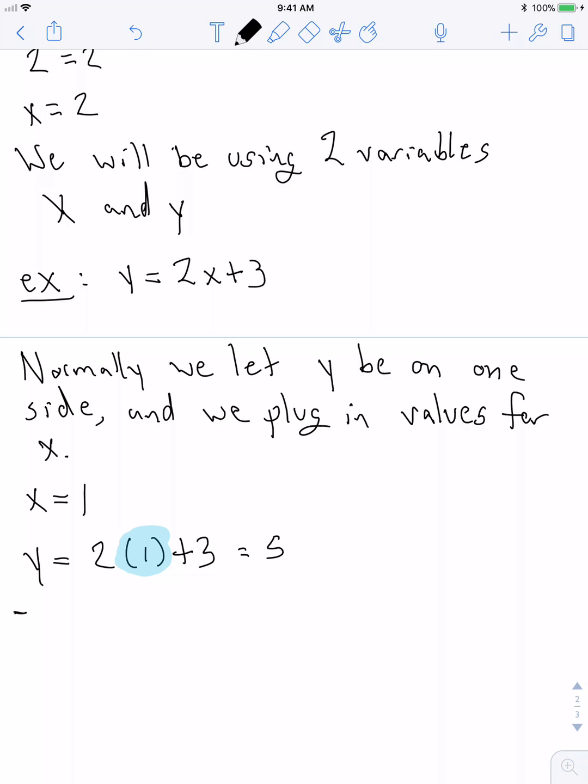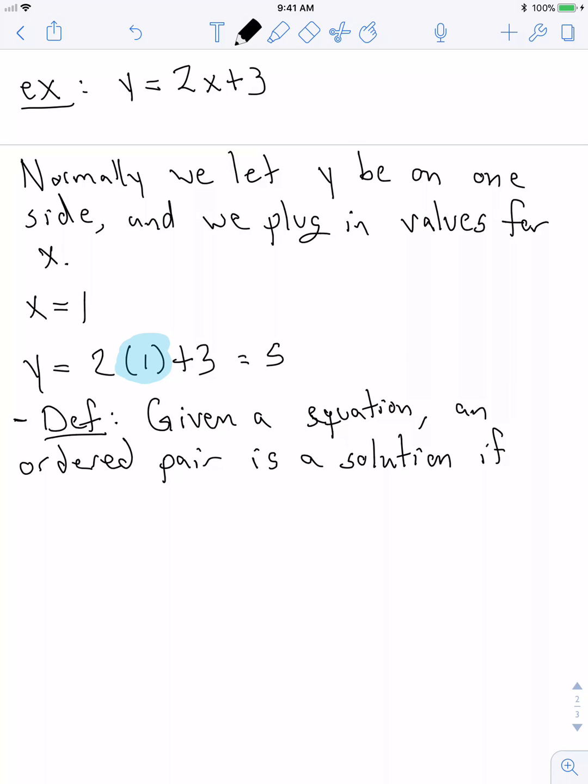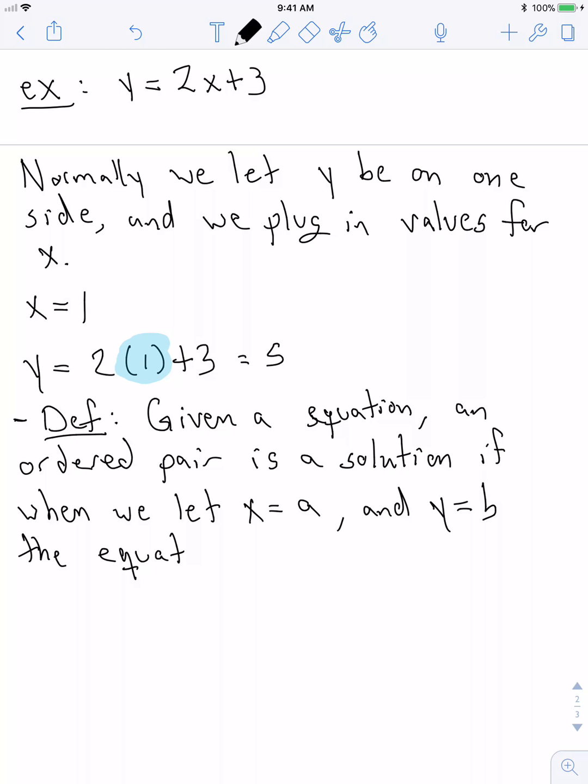So what does it mean to be a solution? Well, we'll write down a definition. Given an equation, an ordered pair is a solution if, when we let x be some value a and y be some value b, the equation is still true.